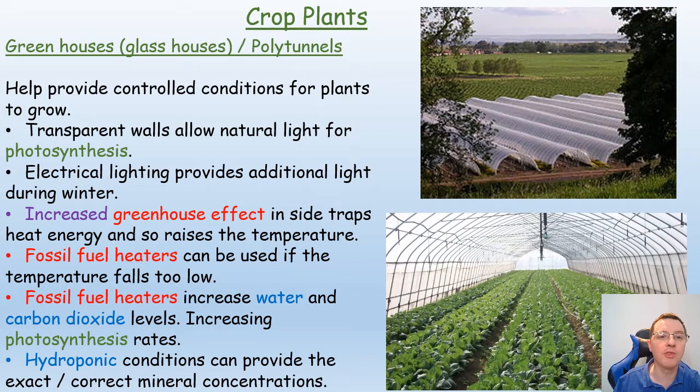So let's just have a little think about greenhouses, glass houses or polytunnels. How can they increase biomass? How can they increase the amount of plants available both for animal consumption and human consumption? Well, they will provide very controlled growing conditions for plants. Transparent walls will allow natural light for photosynthesis. Electric lighting provides additional light during winter. The increased greenhouse effect within the polytunnels will trap and increase heat energy, and it will raise the temperature.